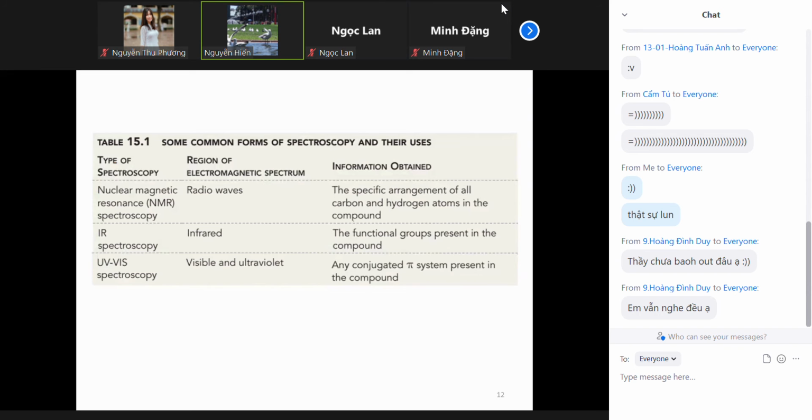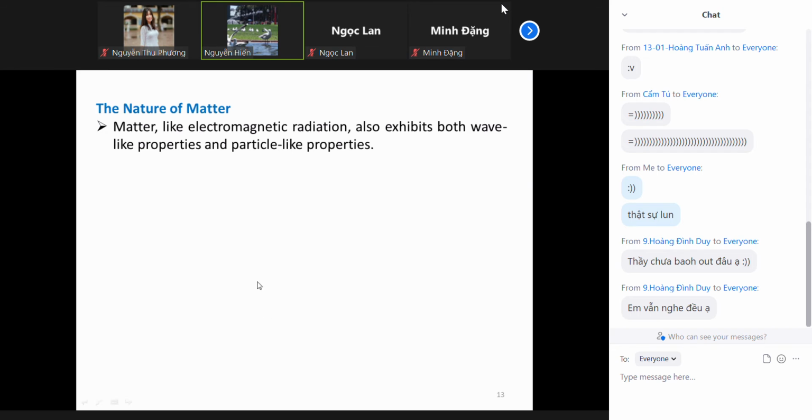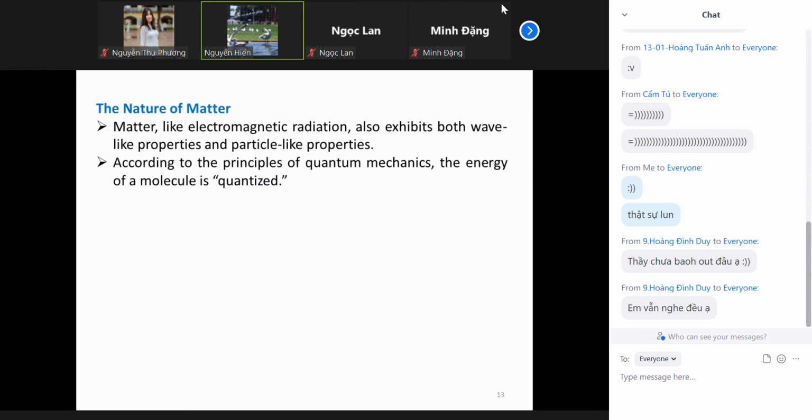Okay, so the previous slide is about the nature of light. Light has two properties, wave and particle. The next part is about the nature of matter. Surprisingly, matter has many common properties with electromagnetic radiation. Matter also exhibits both wave-like and particle-like properties. And for me, till now, I'm still very confused about these quantum things. According to the principle of quantum mechanics, the energy of a molecule is discrete.